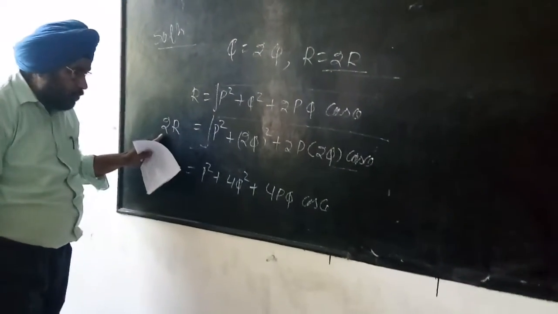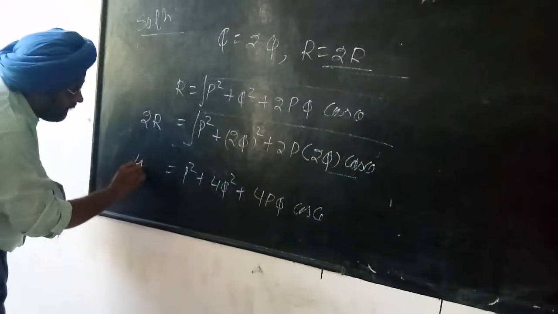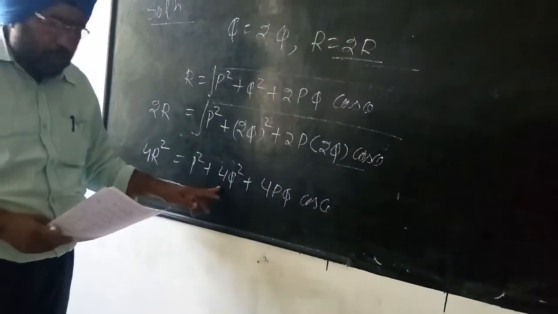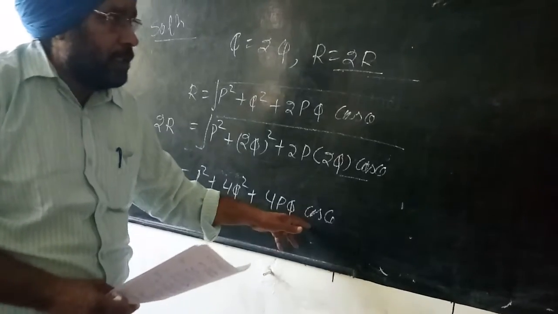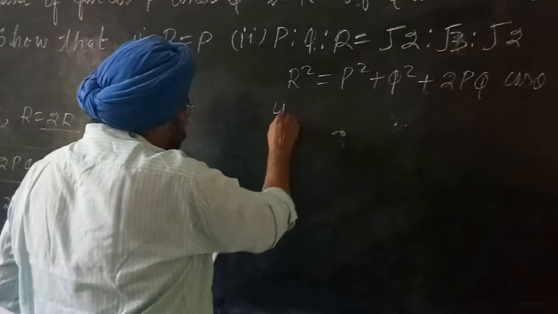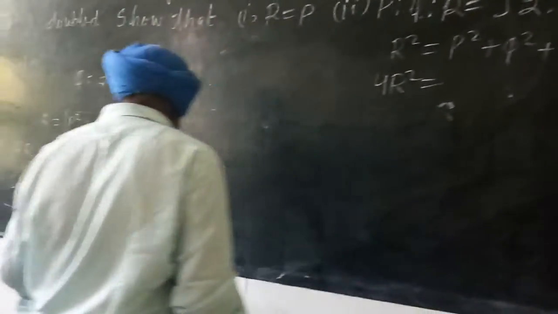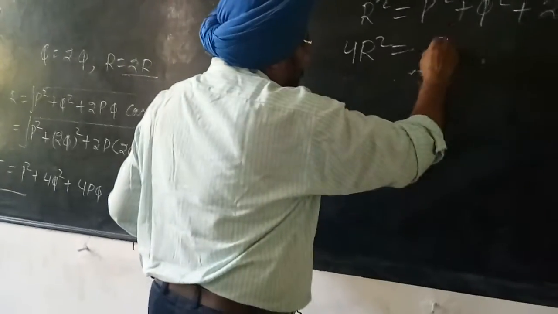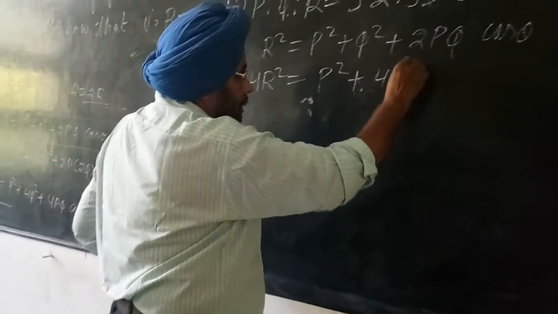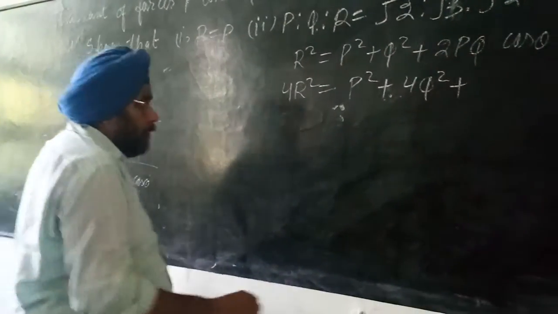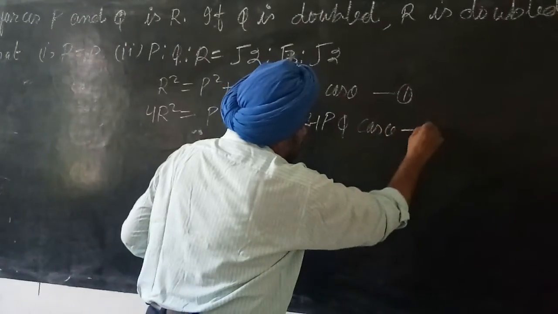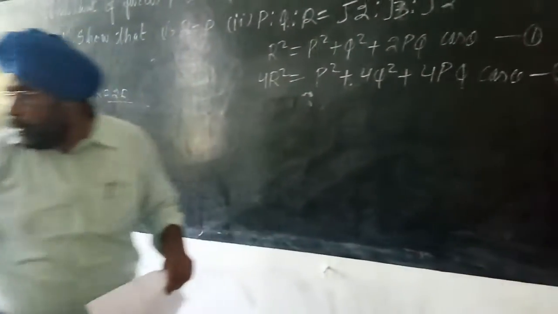By squaring this equation, it becomes 4R square is equal to P square plus 4Q square plus 4PQ cos theta. This is our equation number 2.